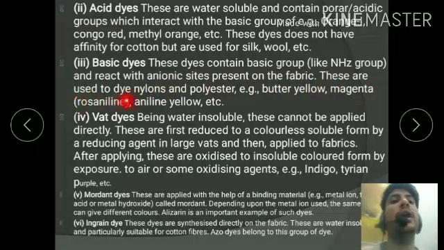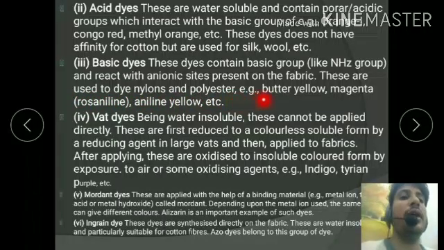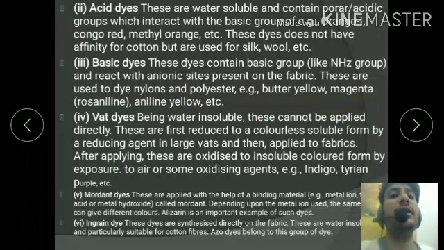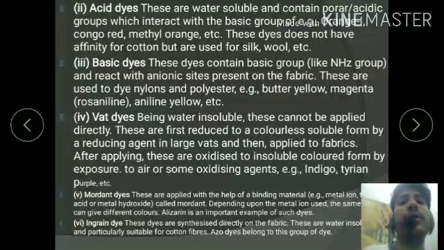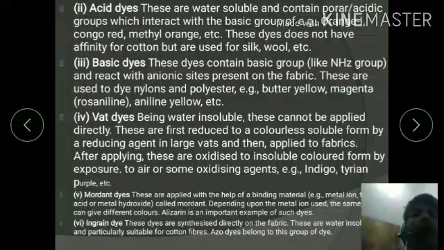These are used to dye nylons and polyester. Examples: butter yellow, magenta, aniline yellow. These are examples of basic dyes. The fourth one is the vat dye.